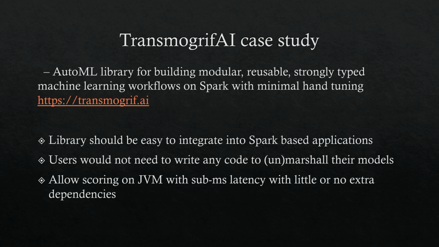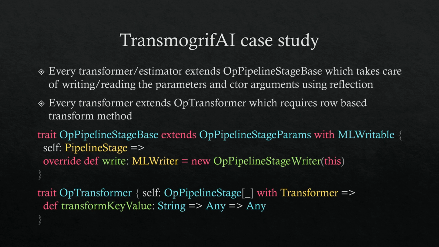Here I want to do a brief case study on the Transmogrifier library that I'm developing. This is automated machine learning for Spark, and we took the approach of building a custom runtime. For us, it was important to have sub-millisecond latency, but we didn't mind that it runs on JVM and has Spark dependencies, since we already have them. So we implemented some base classes to marshal the stages using the Spark writers, and then we added a new function to transform any arbitrary key value pairs.